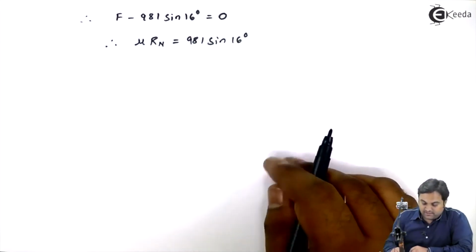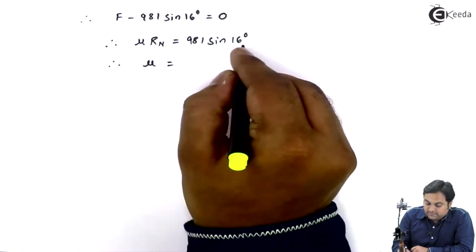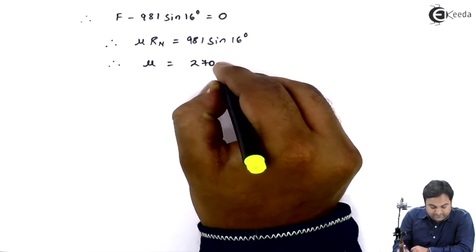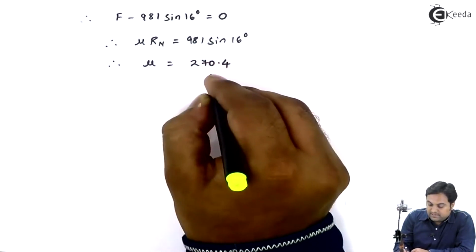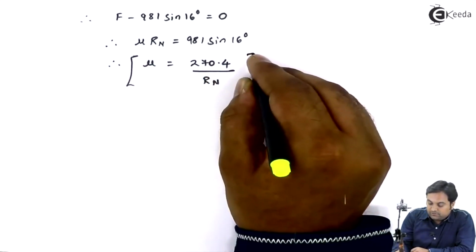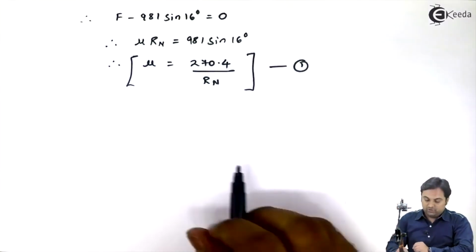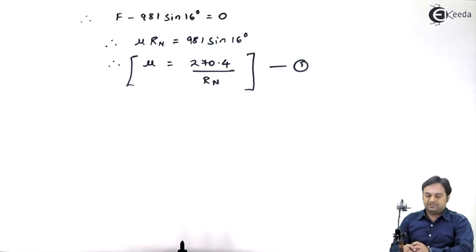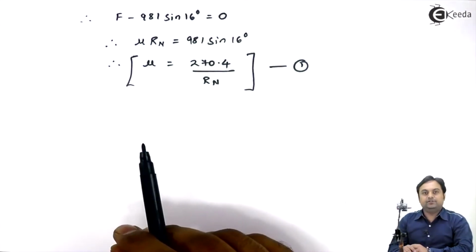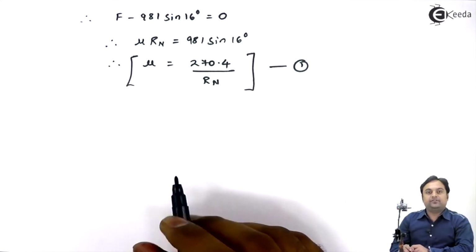Next, I can say that therefore mu is equal to 981 sine 16, the value if I calculate, that is 270.4, and this Rn I bring into the denominator. So this will be my equation number 1, because in this question coefficient of friction mu is asked. It means anyhow if I get the value of Rn normal reaction, I will put it in equation number 1 and get my answer of mu.